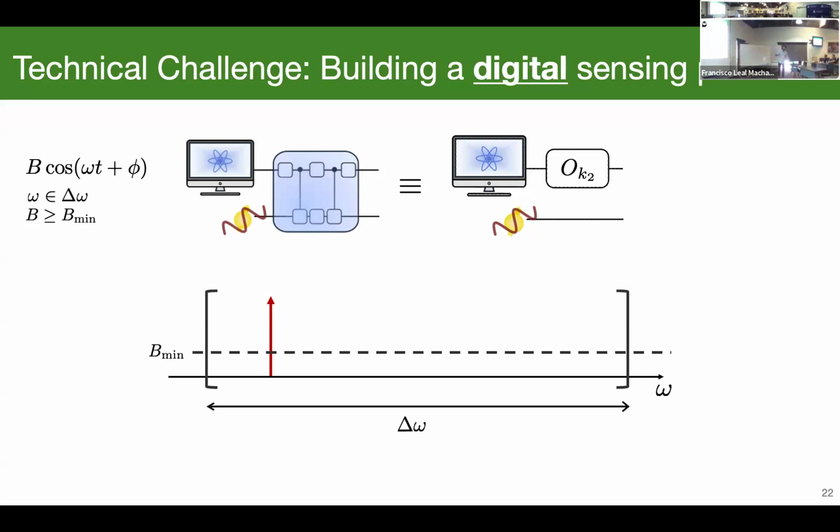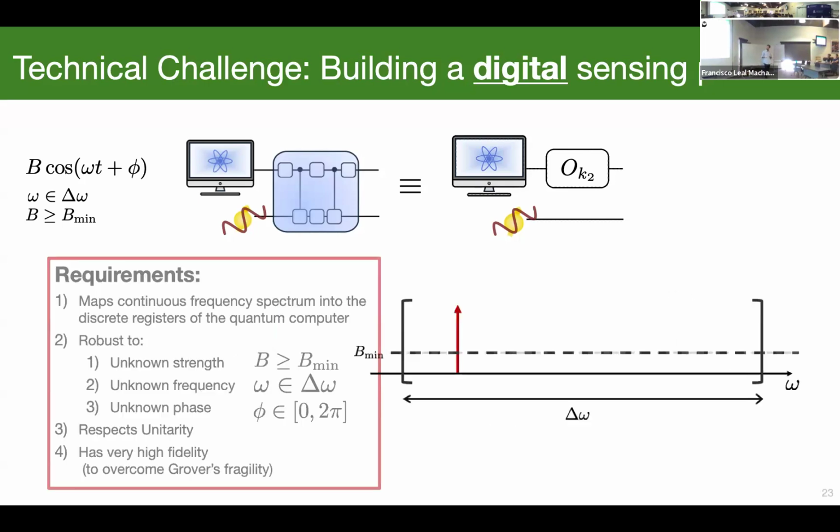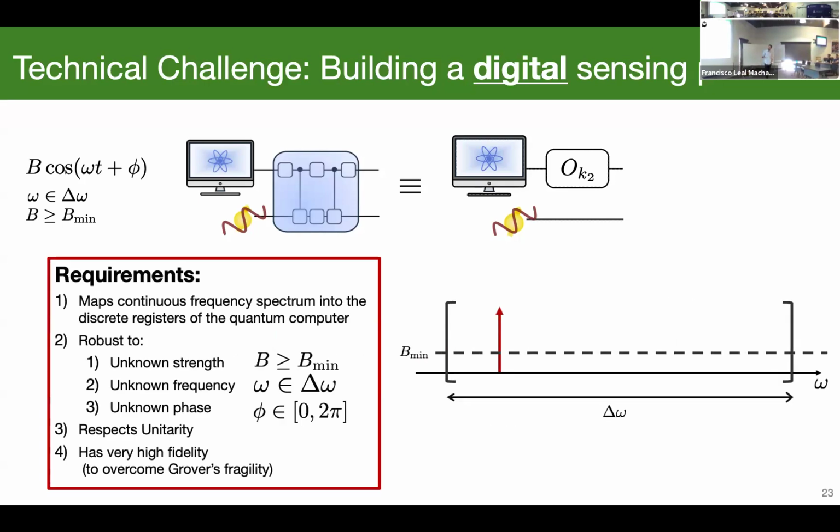So I fundamentally need to take a signal that is an analog signal that depends on the details of B, omega, and phi, and transform it into a digital response on my quantum computer. And being more explicit about this, I need to map this continuous frequency range of delta omega into the discrete registers of my quantum computer. And I can do it in a robust way in the following steps.